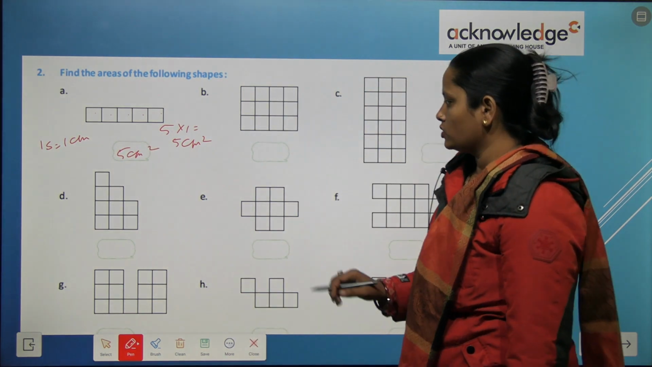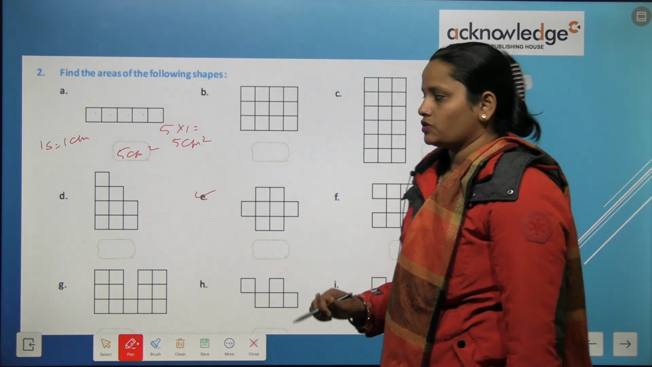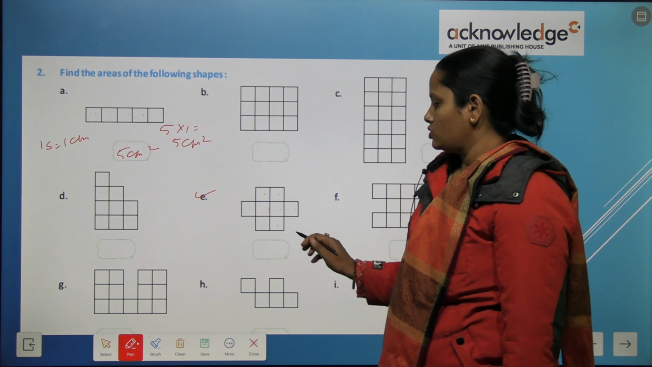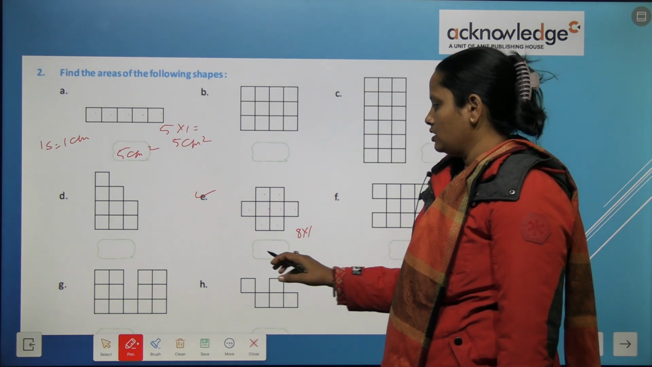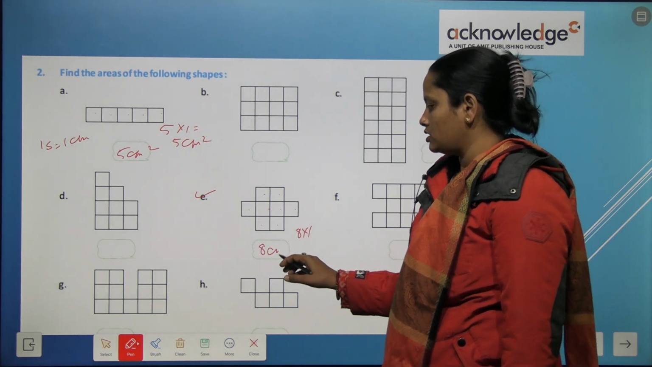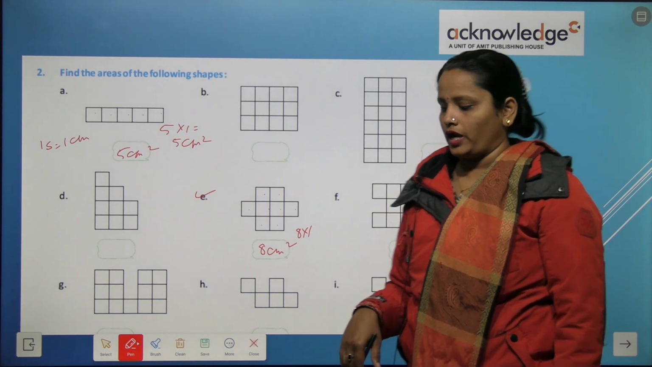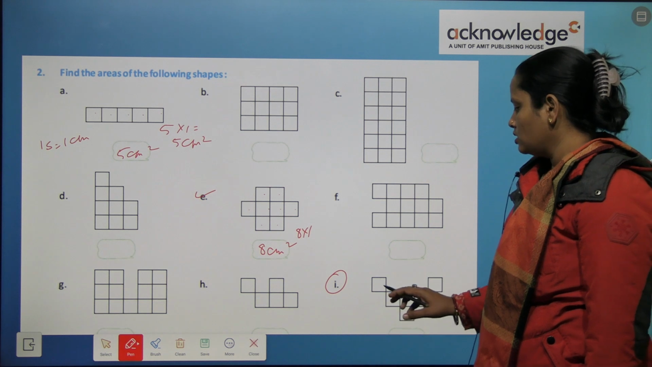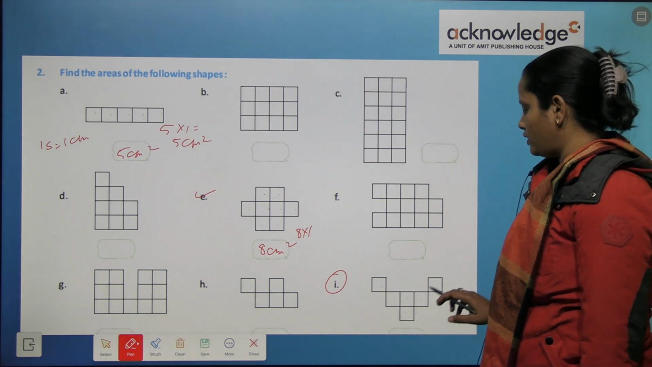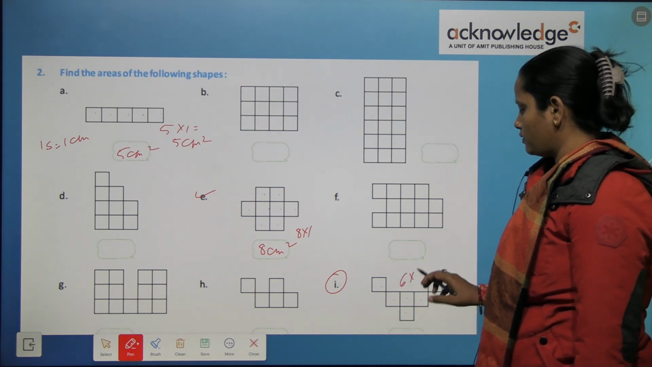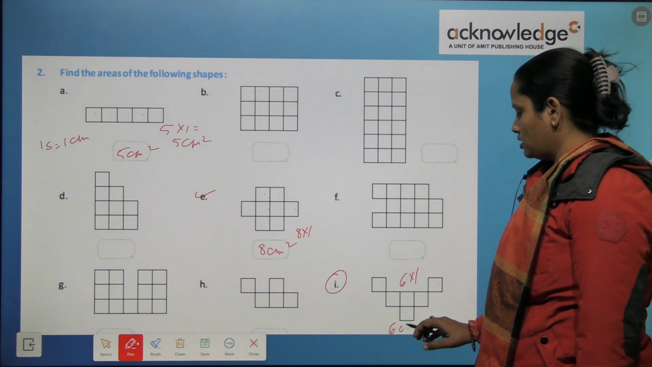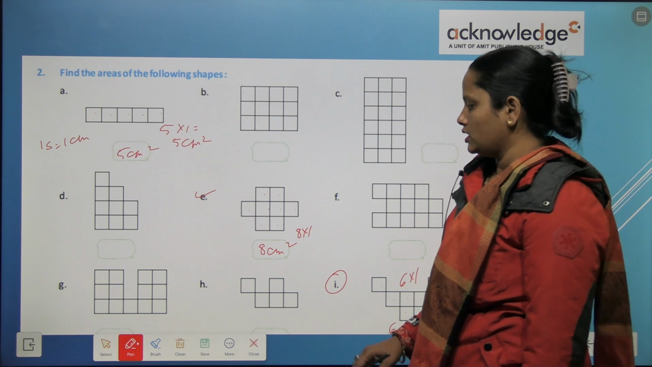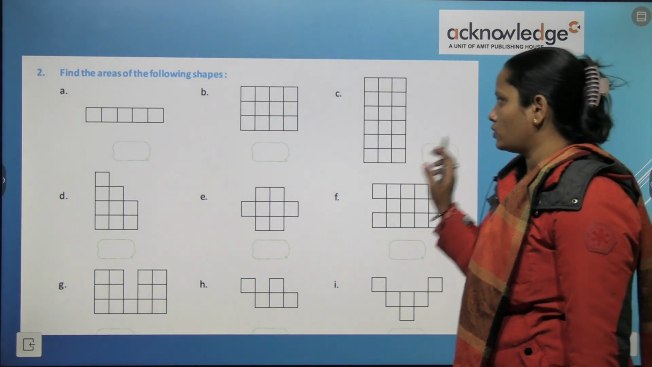Next, let's do this E part. How many squares are there? 1, 2, 3, 4, 5, 6, 7, 8. So 8 multiply 1 is equal to 8 centimeter square. Next, let's do this I1. 1, 2, 3, 4, 5, 6. So 6 multiply 1 is equal to 6 centimeter square. So I hope this is clear to you. Similarly, you have to do the rest of the questions.